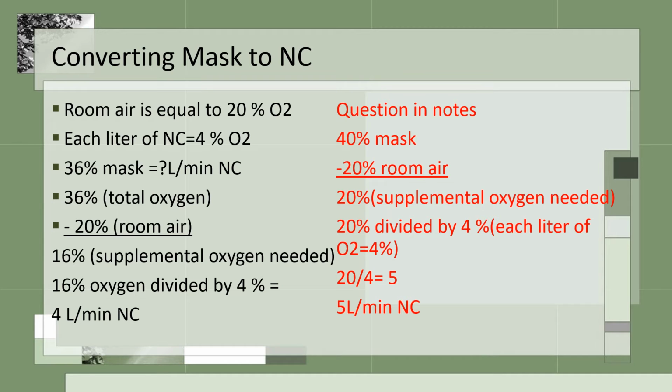The next one is a 40% mask. So we're going to automatically take away 20. The patient has a total of 20% supplemental oxygen needed. It's 20% divided by 4%, which is each liter of oxygen equals 4%. So it's 20 divided by 4 equals 5, and they have 5 liters per minute nasal cannula.